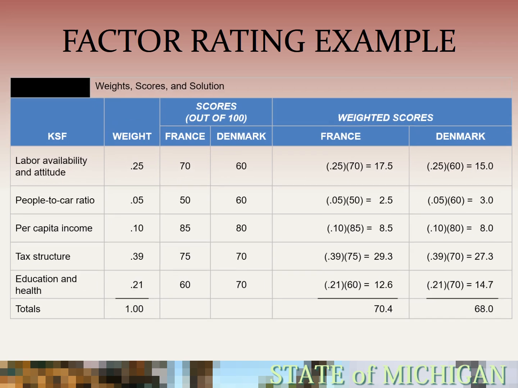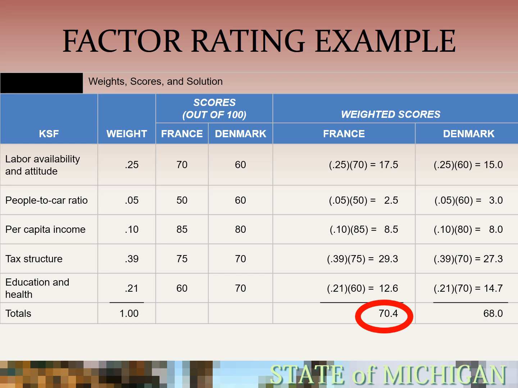An example. Here you can see France and Denmark, scores out of 100, and we're rating on labor availability and attitude, people-to-car ratio, tax structure, etc. And we can see in this case, with the weighted scores multiplied out, that France had a higher score than Denmark. Therefore, France would be more attractive.